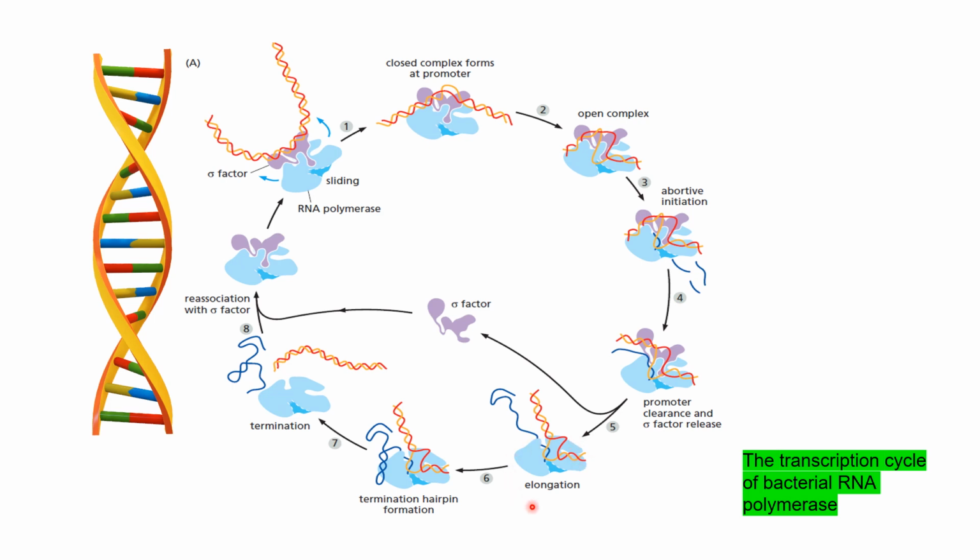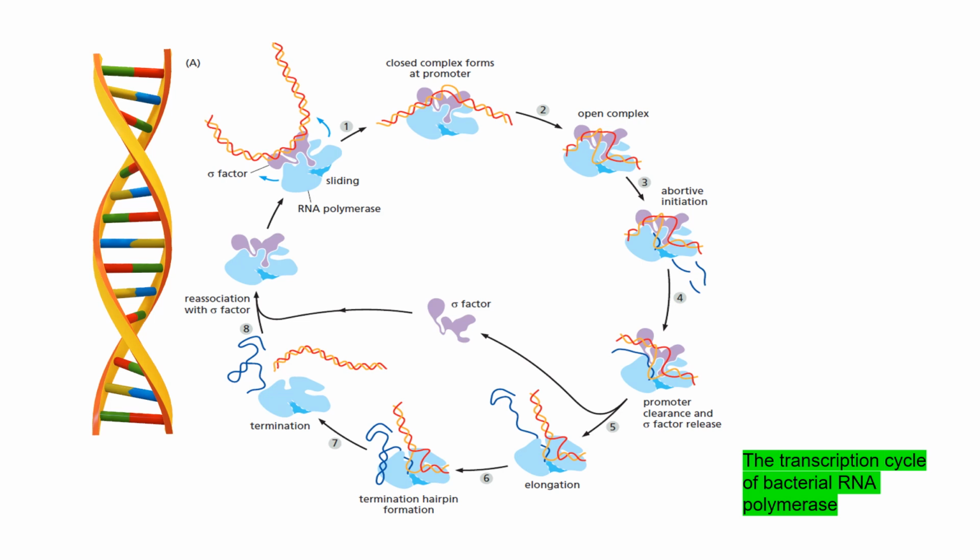So the next step, after the release of the sigma factor and the promoter clearance, is the elongation followed by termination. And termination is basically dictated by the sequence which is present in the DNA. So we have a GC rich sequence, and this sequence, once it is transcribed, forms a hairpin structure.